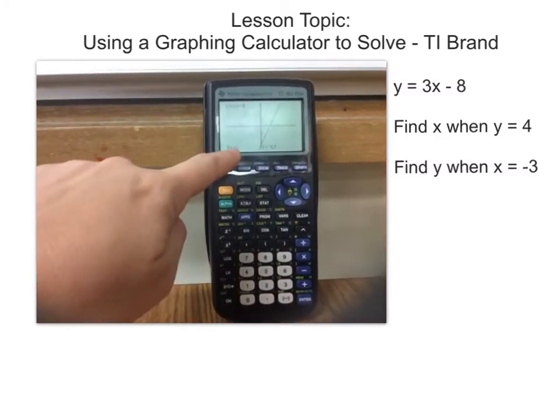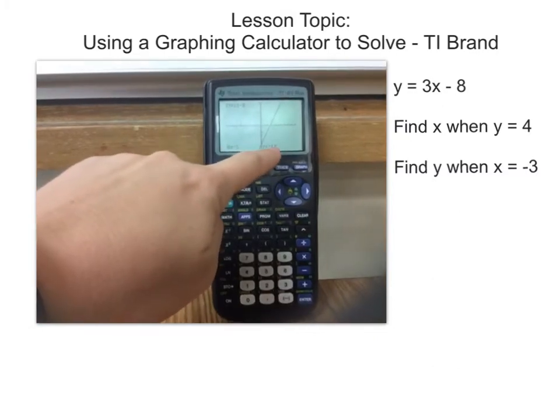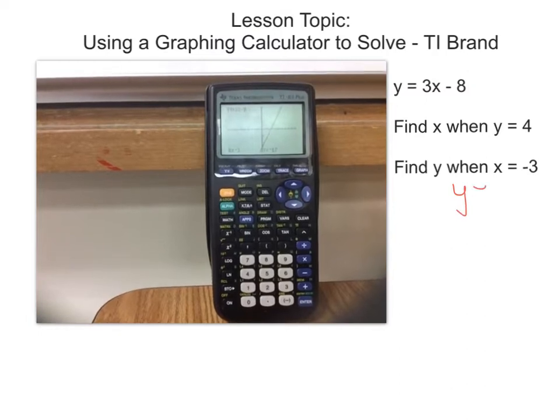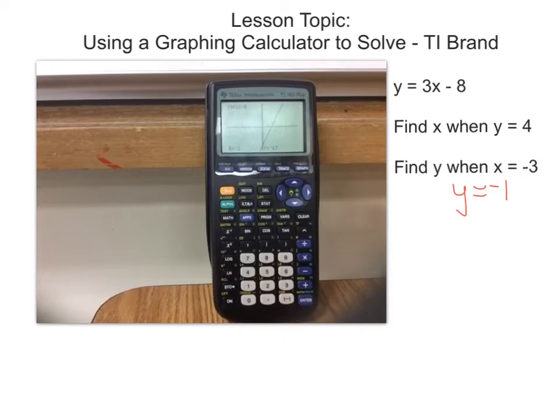When x is negative 3 on this function, y is negative 17. So we now know that the answer is y equals negative 17. Sorry, that's a really bad 7.